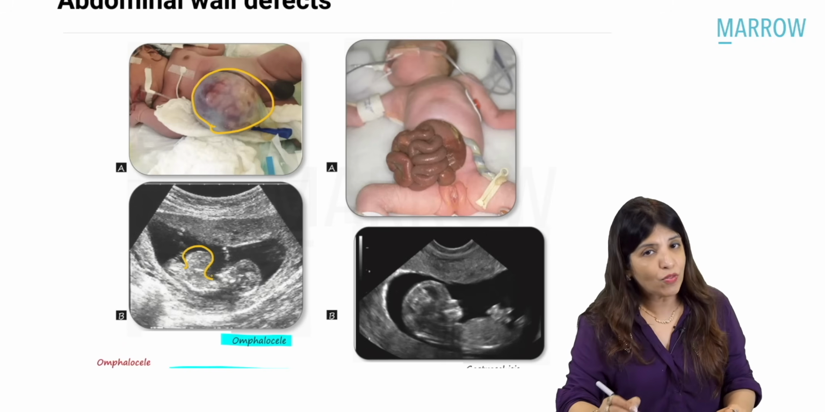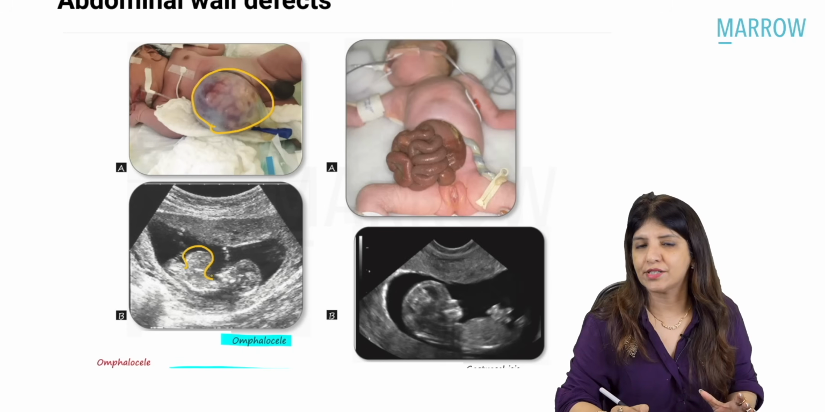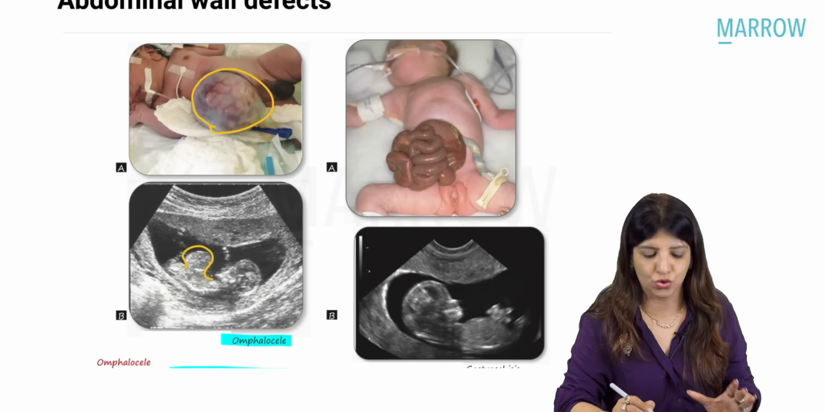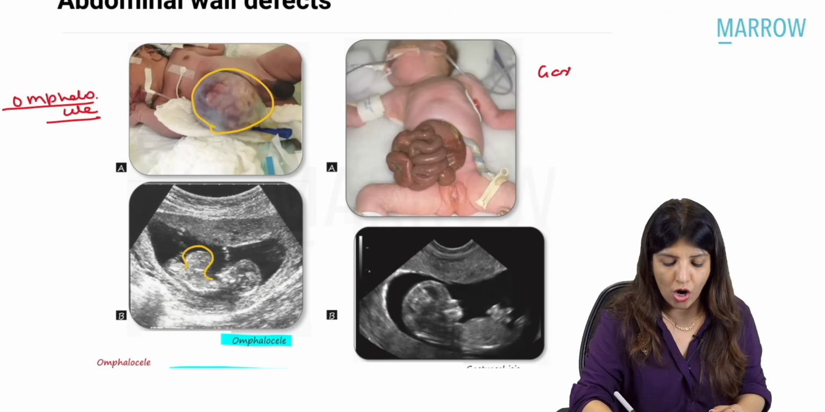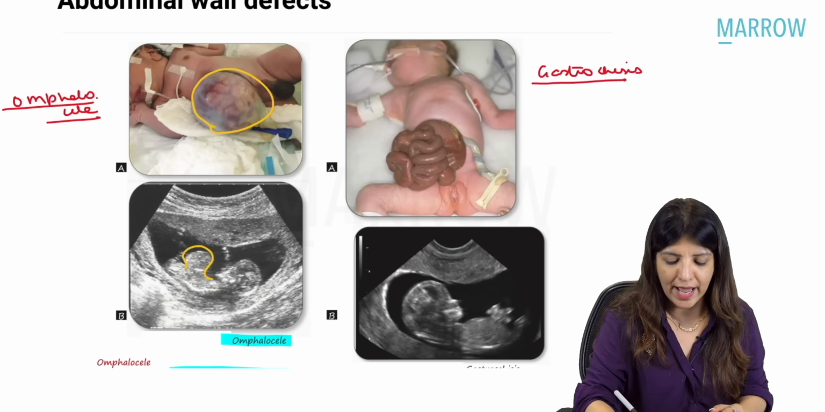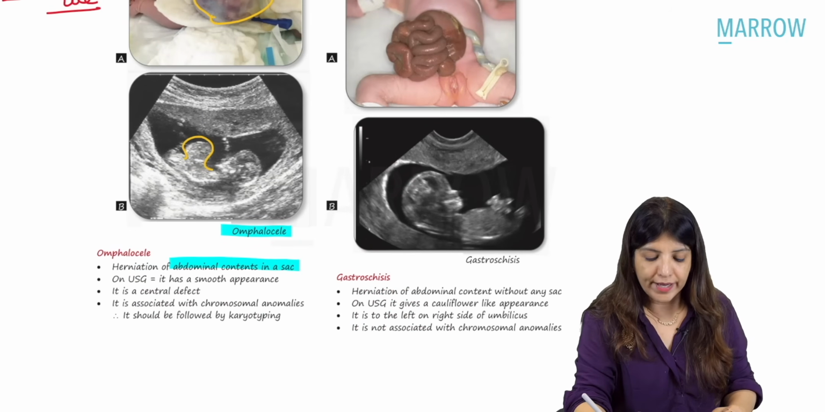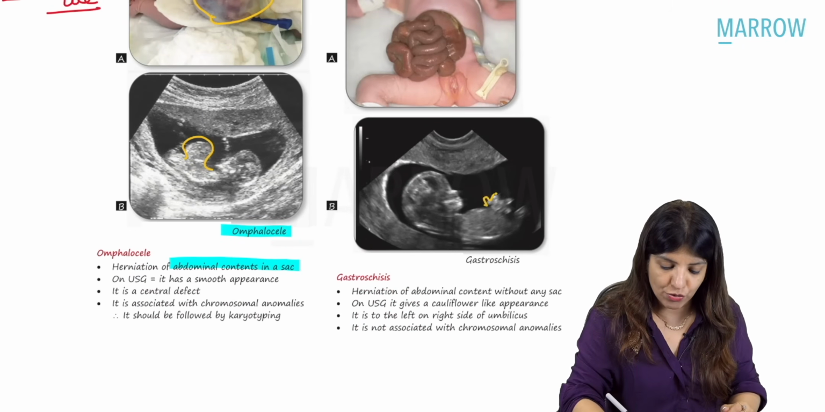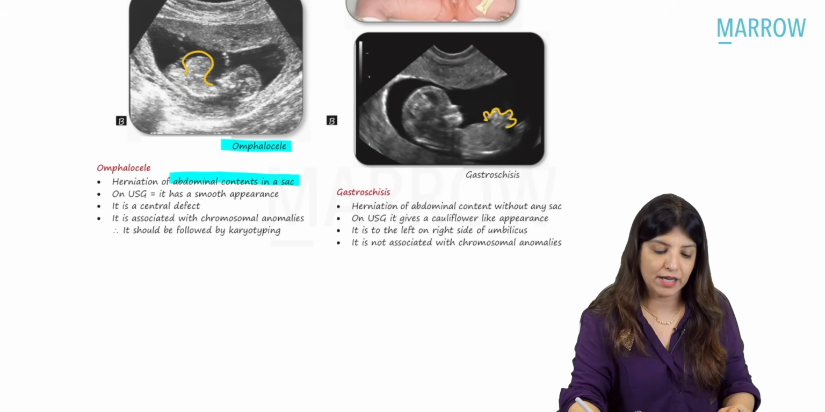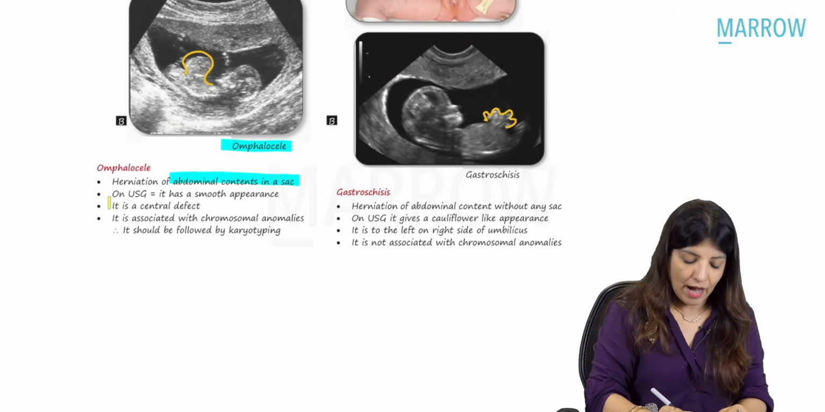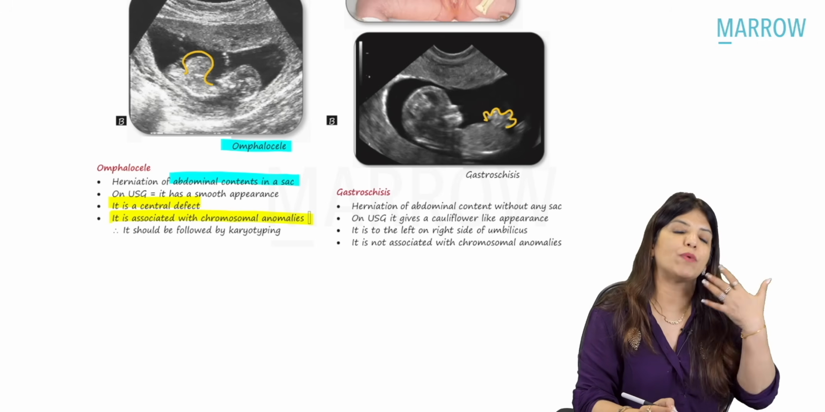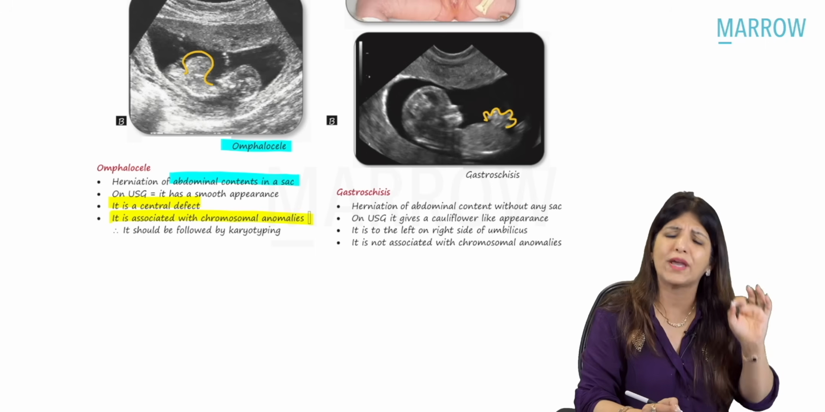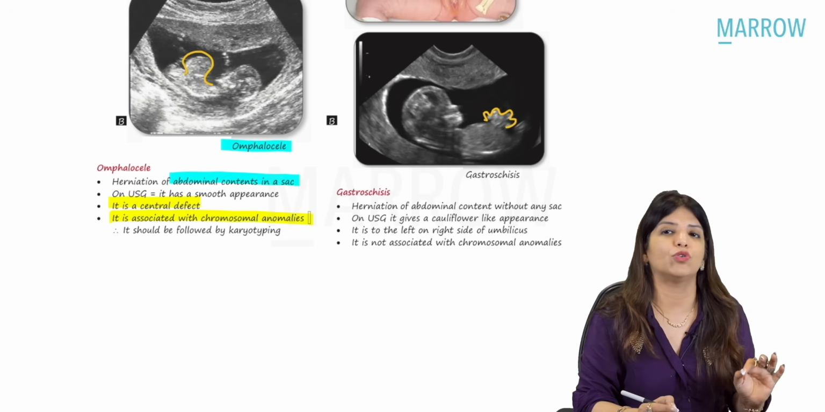Whereas in the case over here, you are seeing that herniation is happening in a sac, and that is why on ultrasound you are going to see that yes, abdominal wall is herniating out, but it has got a very well defined margin. On the other hand, if the abdominal wall content is herniating out and it is not enclosed in a sac, it is called gastroschisis. If it is enclosed in a sac, it is called omphalocele. In case of gastroschisis, on ultrasound, you are going to get a cauliflower-like appearance.